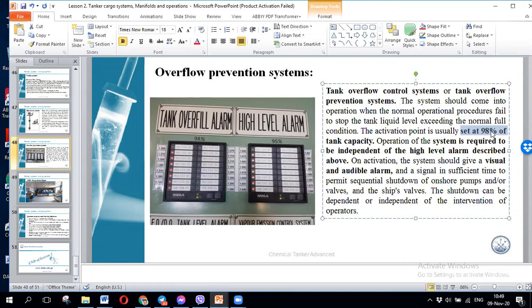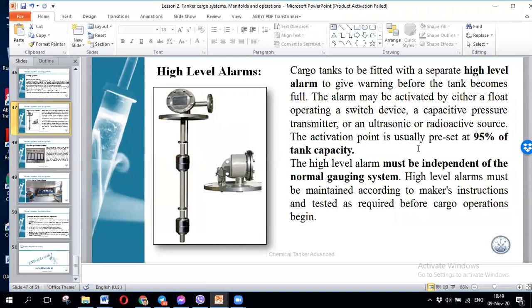And when you have 98%, it's tank overfill. Over 98%, you must not load. If you load it, you will have a pressure, you will have a problem. You can see the cargo on deck. So here is how it works: the cargo high level alarm inside the tank, when the cargo touches this ball, it gives you an alarm. When it touches this ball, you must stop the cargo loading.